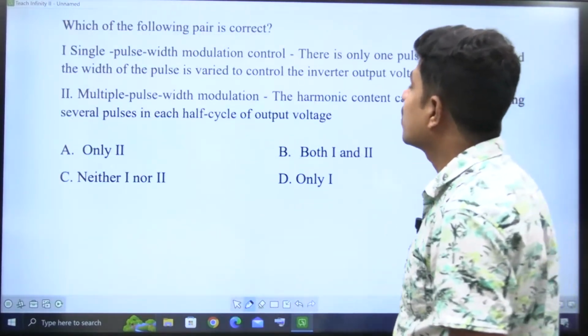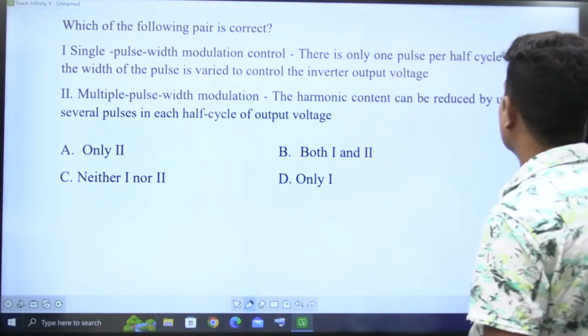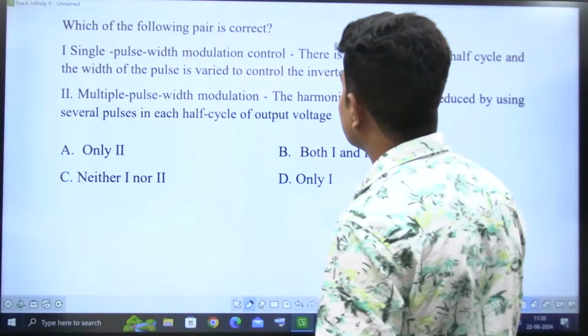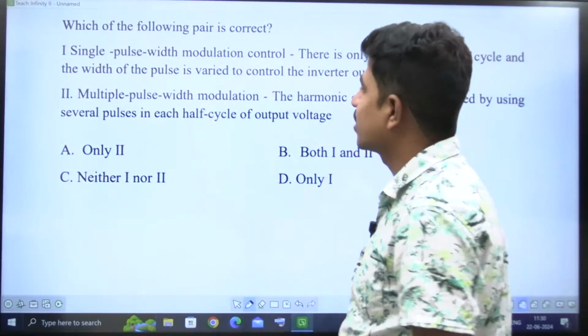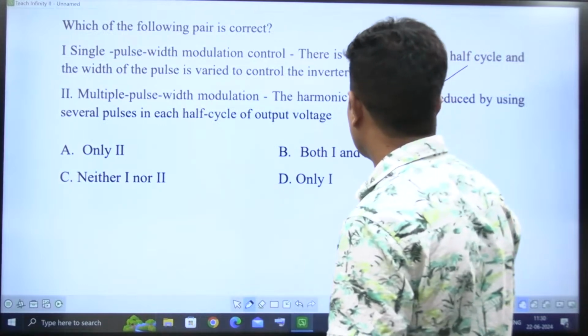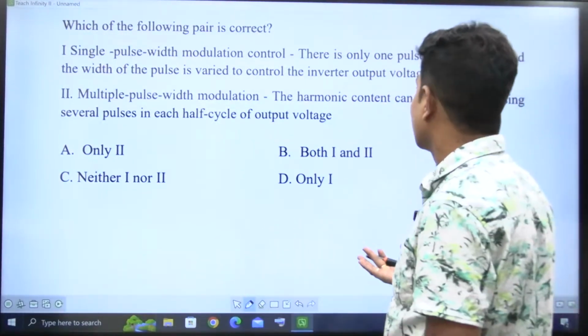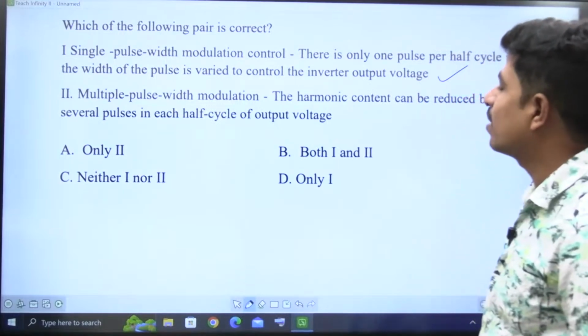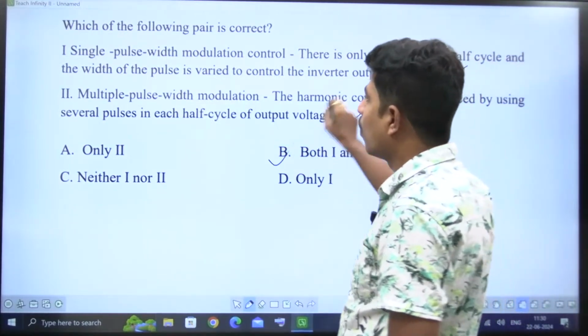Next, which of the following is correct? In single pulse width modulation control, there is only one pulse per half cycle and the width of the pulse is varied to control the inverter input voltage. Yes, perfectly correct. Next, multi-pulse width modulation: the harmonic content can be reduced using several pulses in each half cycle of the output voltage. Both 1 and 2 are correct.